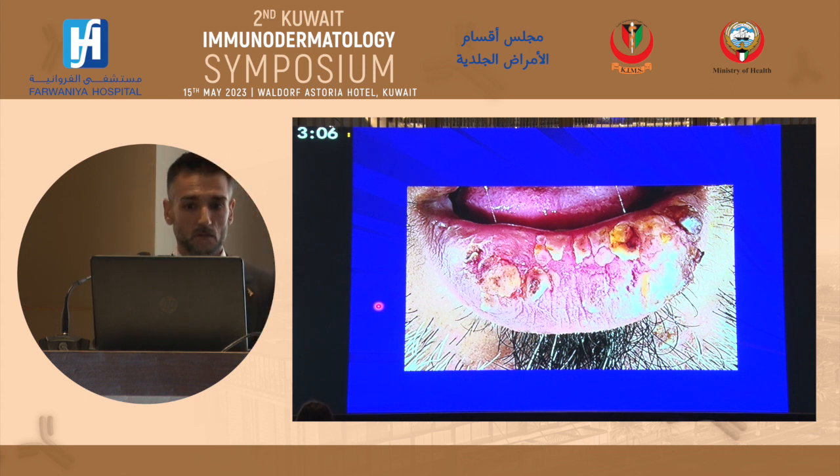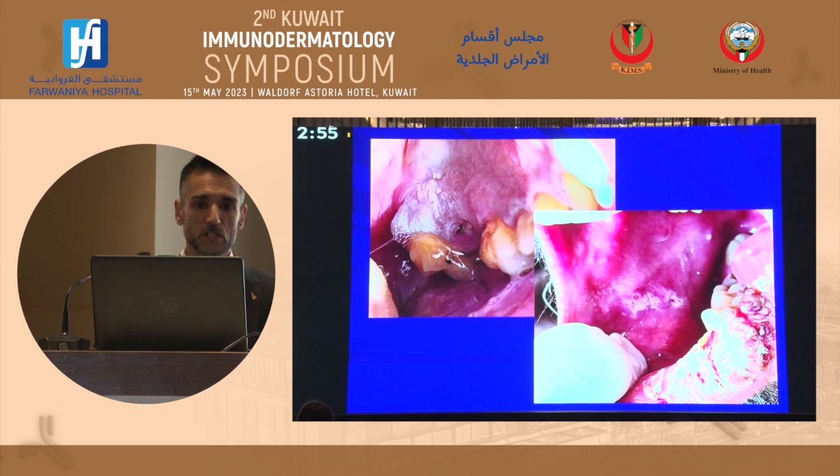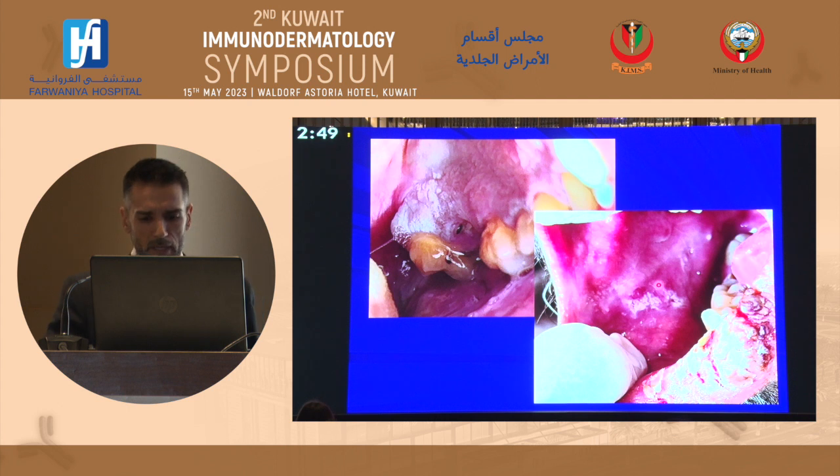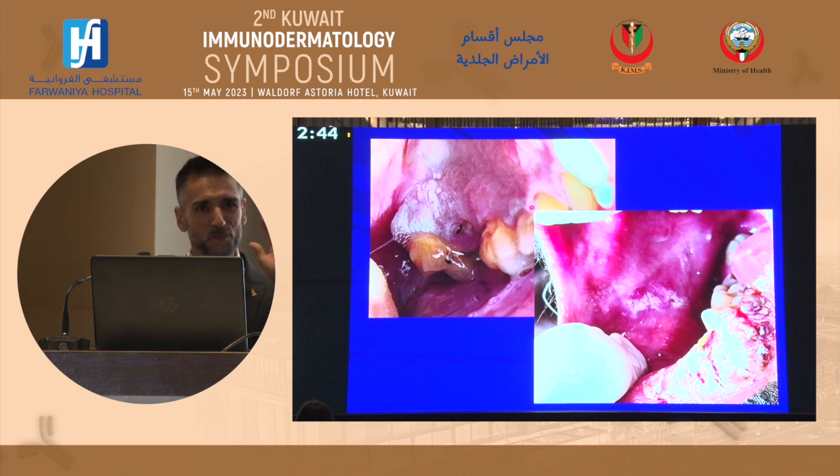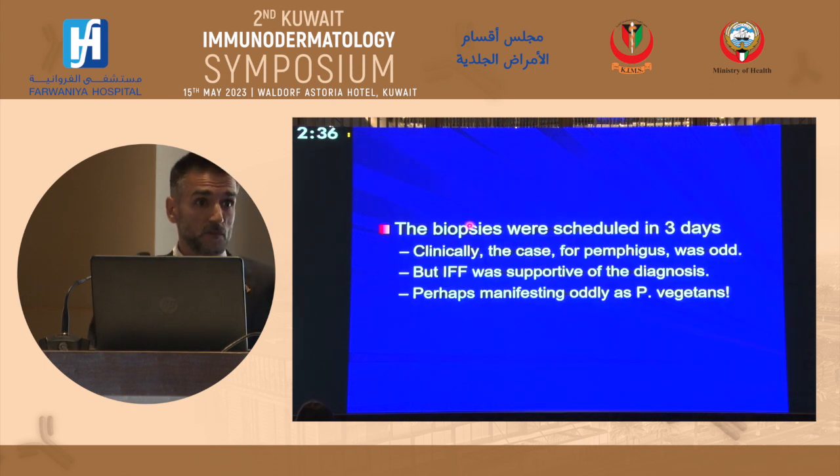Intraorally, he had this verrucous rough white plaque on the right buccal mucosa, palatal surface of the alveolar ridge. On the left side, he had this large verrucous lesion. And I decided to take biopsies after 3 days, after really thinking about this case. Clinically, the case did not fit pemphigus, but indirect immunofluorescence suggested it.